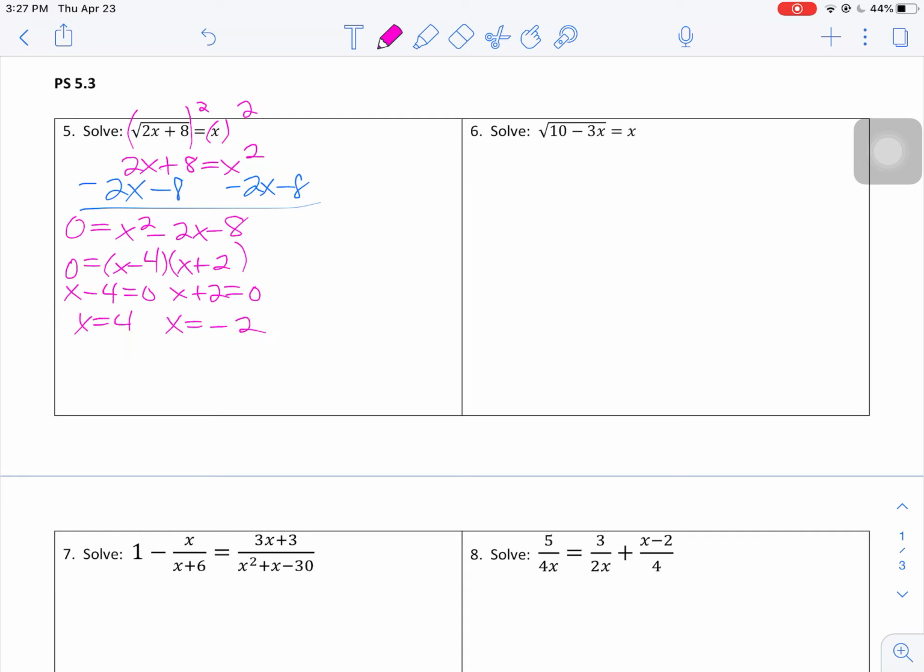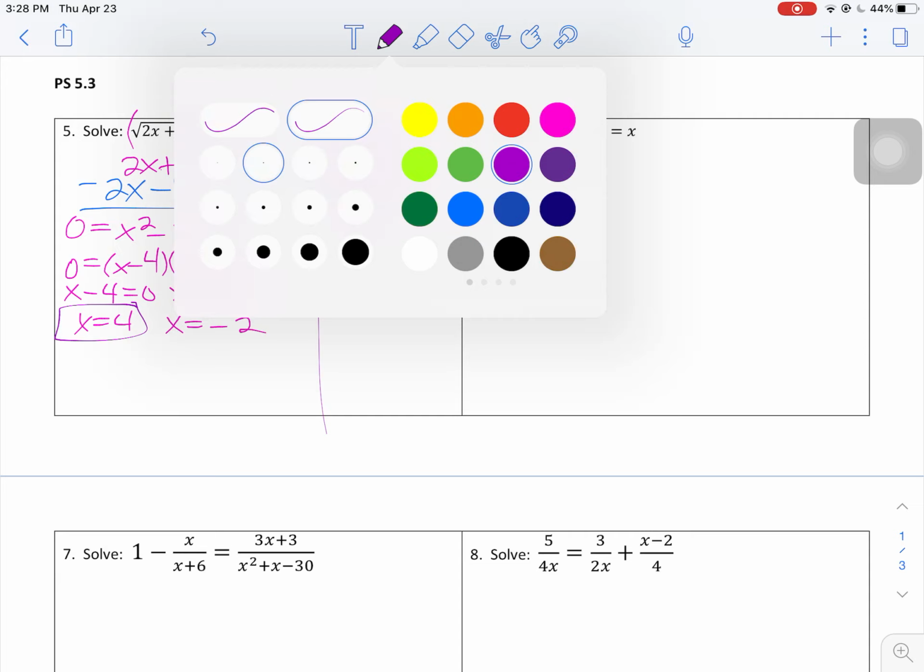Now the thing a lot of people forget, we need to check. Because we don't know if these answers actually work, we really need to check them. So I'll do the 4 first. I take 4, I plug it in for x back in the original equation, and then I just simplify to see if it actually ends up equaling a true statement. So 2 times 4 is 8. 8 plus 8 is 16. Square root of 16 is 4. So yes, x equals 4 does work when I plug it back in.